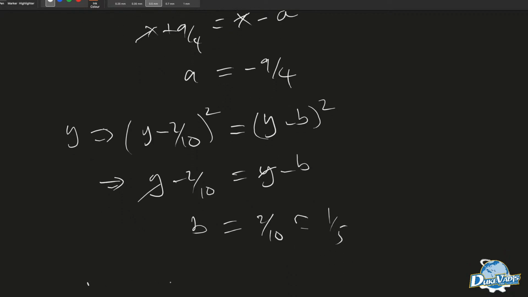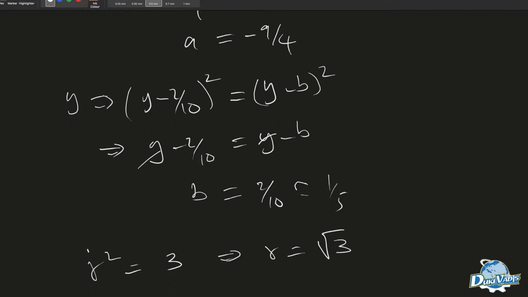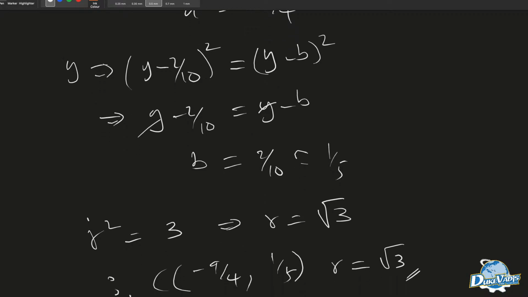So what about the radius? R squared will be equal to 3. This implies that r is equal to the square root of 3. So therefore, our center, given as the first value, is negative 9 over 4, comma, 1 over 5, and the radius r is the square root of 3. Fantastic. So this is what we have.